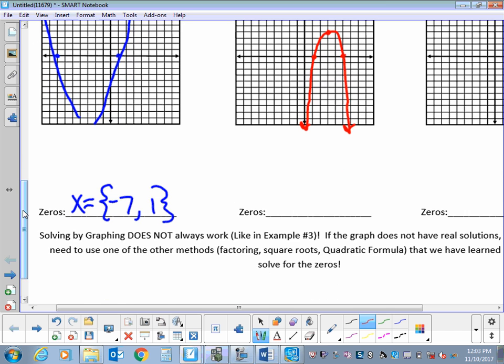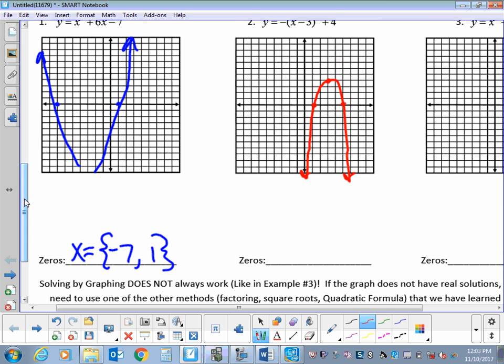Eric, what are my zeros here? Where is it crossing the x-axis? 1 and 4 or 5. 1 and 5.